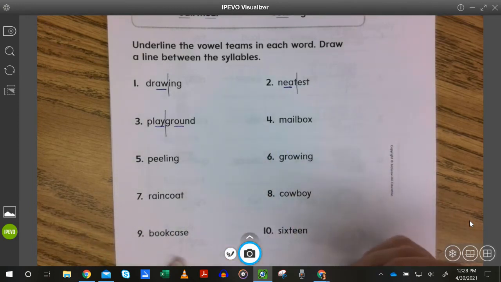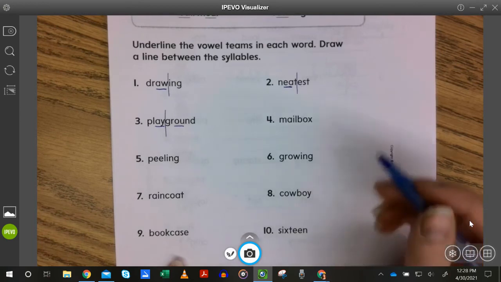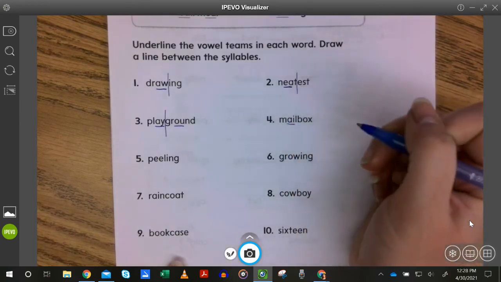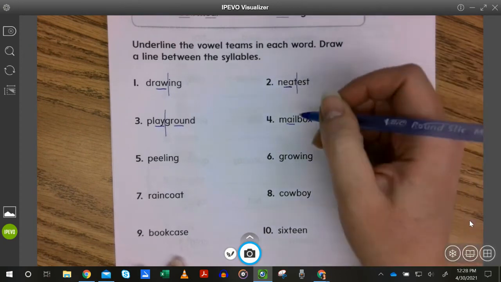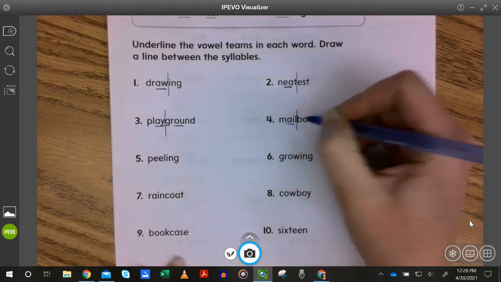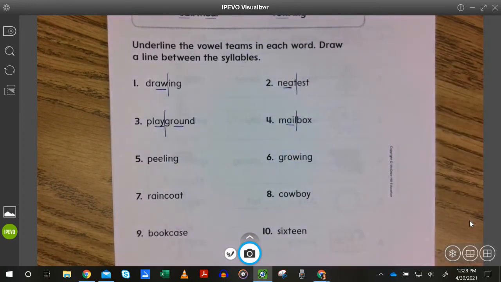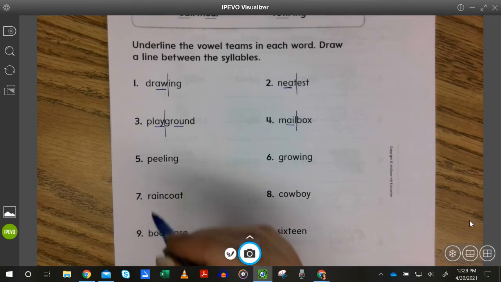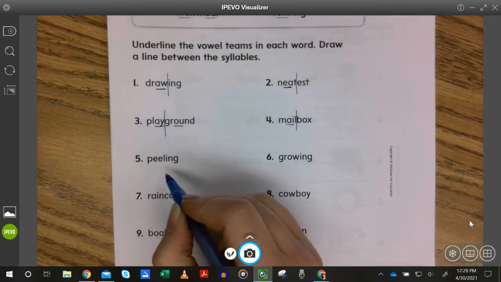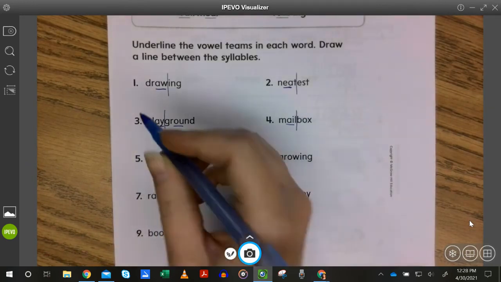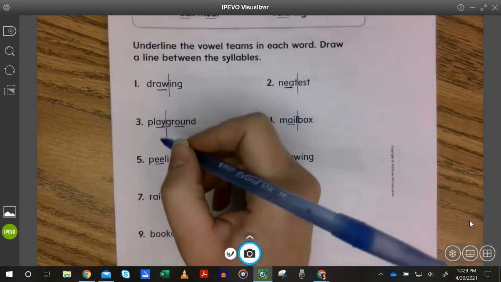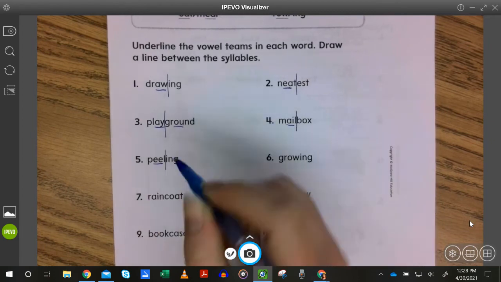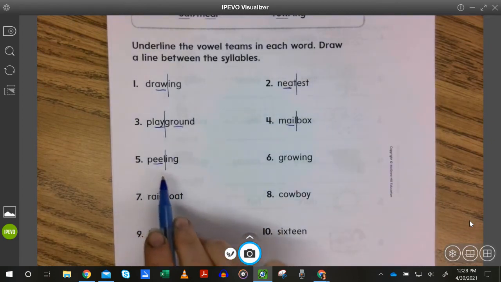Okay, number 4, do you see the vowel teams? There's one, AI. Where would you split the word mailbox into syllables? Compound word, split it between. Good. Okay, let's try number 5. Do you see the vowel team? EE. Do you see the ending? Okay, the ending stays as a group, so peel-ing, peeling.